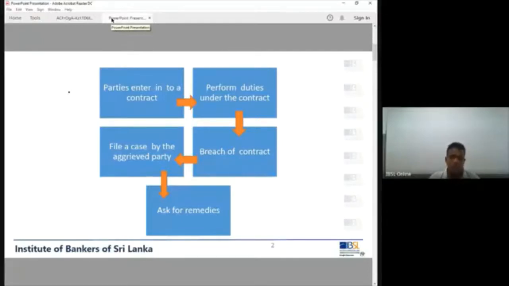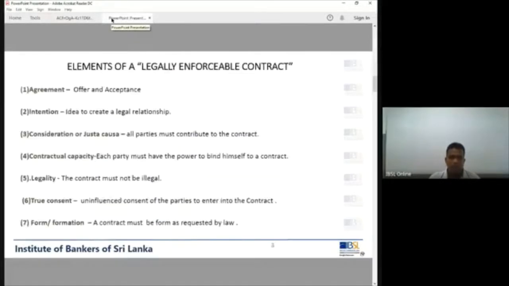I said there are contracts. Some contracts are legally enforceable and some contracts are not legally enforceable. Legally enforceable means that if it is breached, you can go to courts and ask for a remedy. With the contracts that are not legally enforceable, you can't go to courts if they are breached.